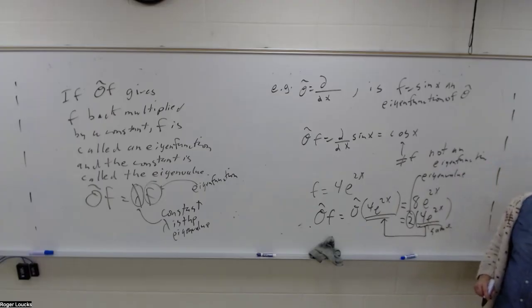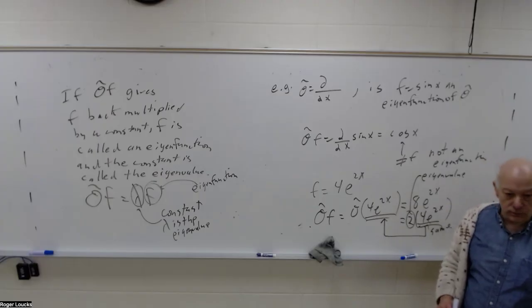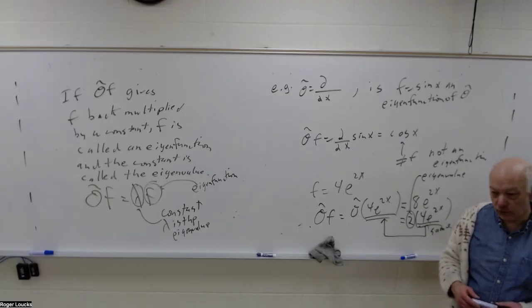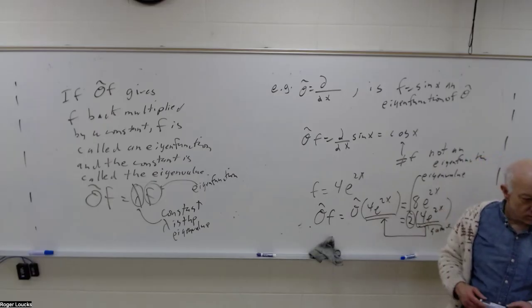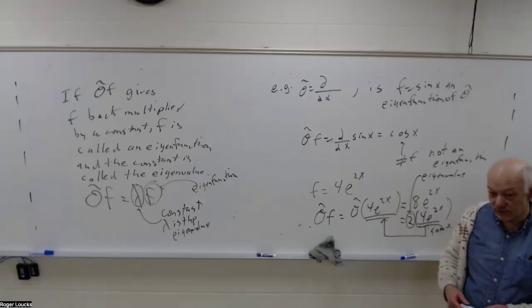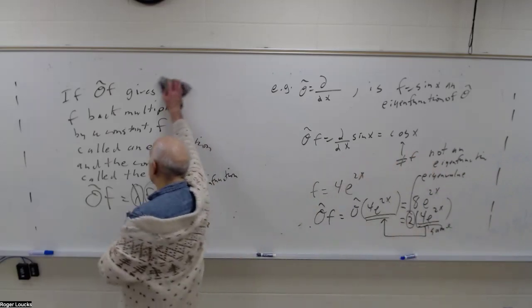Now, what do you think it means to be an eigenvector? You're doing this now with linear algebra. What do you think our operator now becomes? A matrix, an n by n matrix. And that's going to act on a vector, which we write as a column. In linear algebra, what's going to happen?